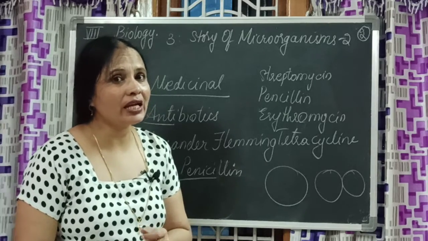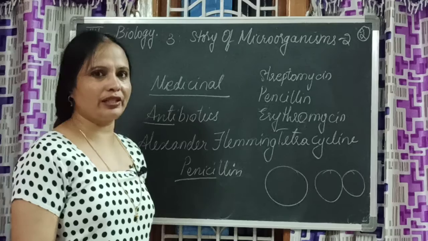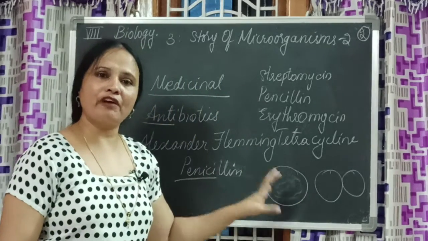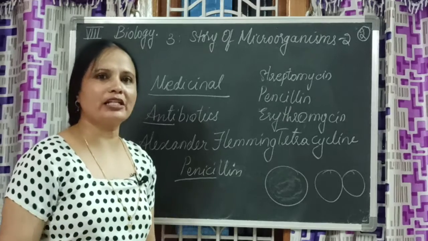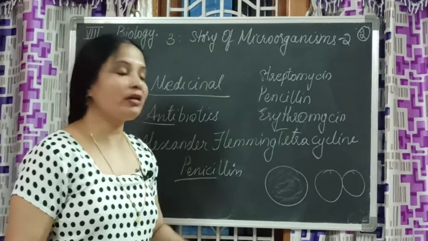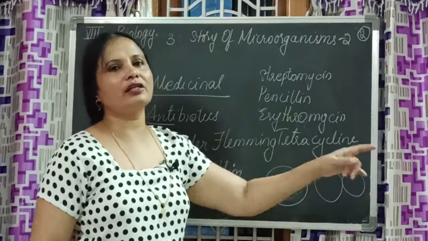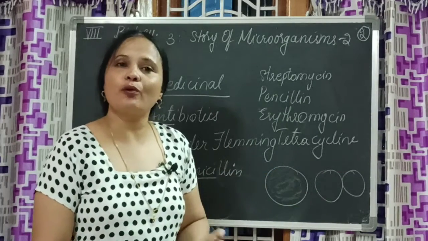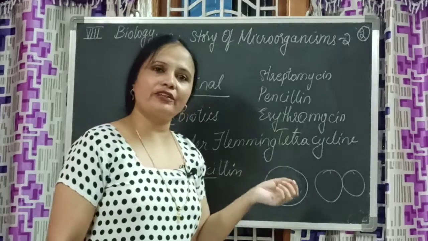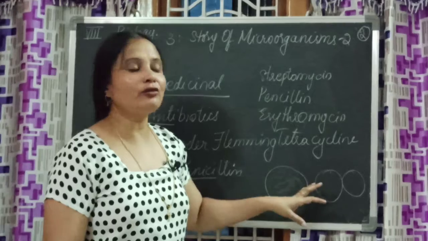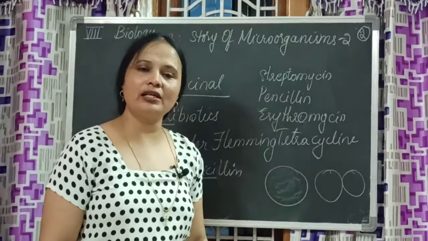Then he noticed that a kind of fungus is growing on that, and that fungus completely destroyed the bacteria. So he cannot simply, by seeing one petri dish like that, declare that this fungus has killed this bacteria. So he took a small bit of that and again tried it on another petri dish which had bacteria. Again he noticed that the bacteria are completely killed.